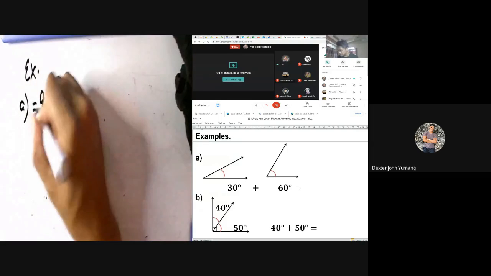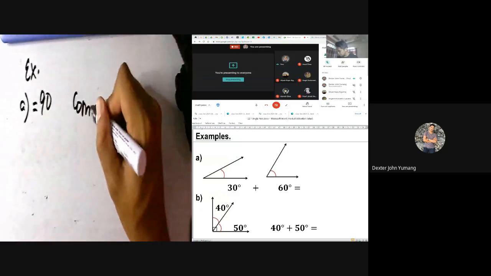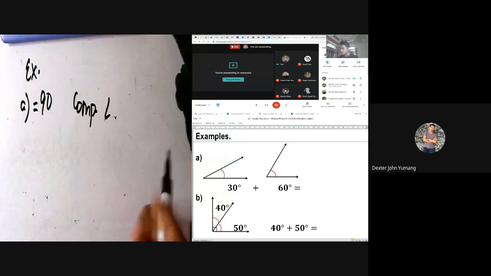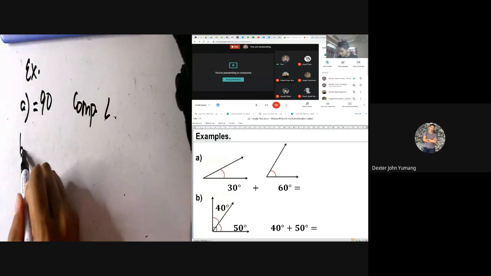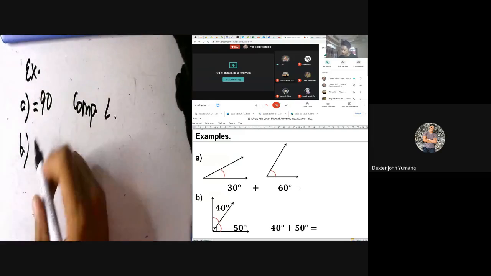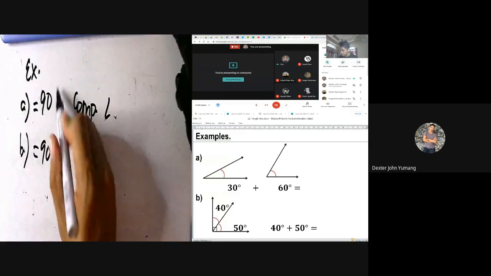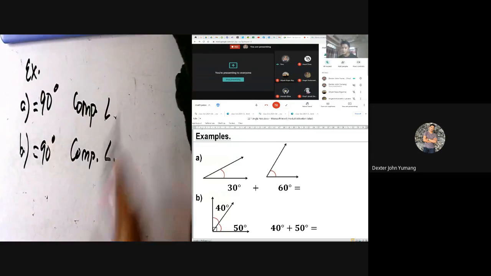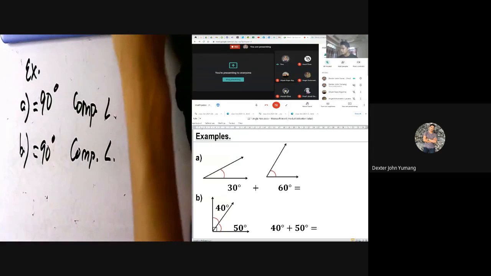So 90 degrees ang sagot dyan, tapos complementary angle. Allow me to use the symbol for complementary angle. Next, letter B. Sa letter B naman, 40 plus 50. So 40 plus 50 equals 90 degrees din. Then 90 degrees is an example of a complementary angle. Okay? So please type done if you're done so that I could proceed.